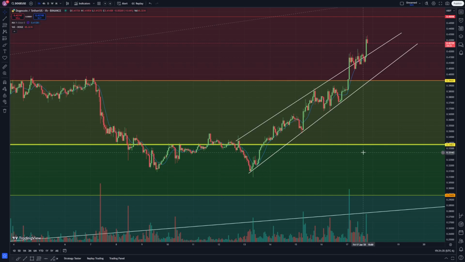Let's take a look at what's going on with Dogecoin today, guys. All right, so in the last video, we were watching this ascending channel pattern. It was bouncing in between these two trend lines: resistance, resistance, support, support, support. We're bouncing in between those two trend lines. We actually broke the top trend line right here. Got some nice green candles right here.